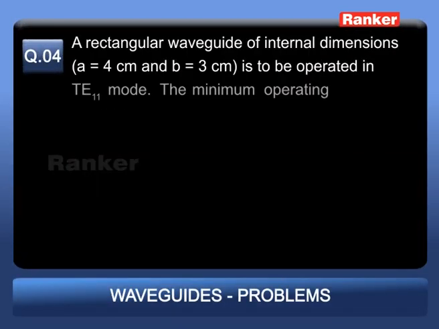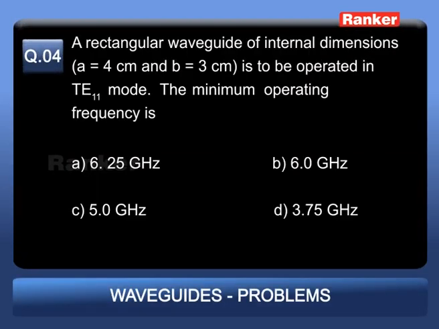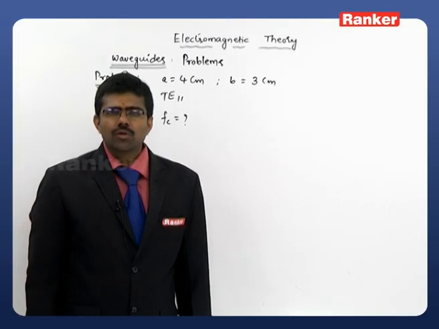Problem 4. A rectangular waveguide of internal dimensions A equals to 4 centimeter and B equals to 3 centimeter is to be operated in TE11 mode. The minimum operating frequency is option A 6.25 GHz, option B 6 GHz, option C 5 GHz, and option D 3.75 GHz. Observe the data given to us.